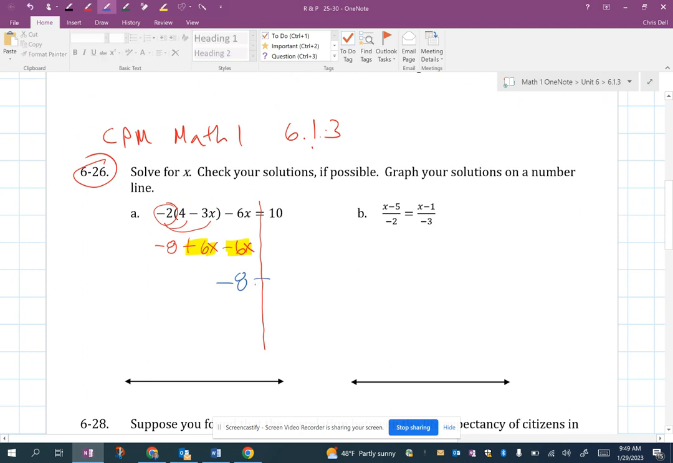Therefore, x does not equal 10. So therefore, x has no solution. Okay, so that's our answer.